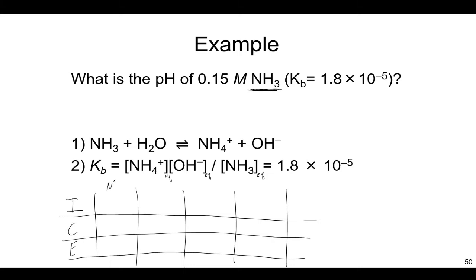Okay, this would be my NH3, my H2O. It's liquid, doesn't factor in. My NH4+, my OH-. So sometimes this is called a RICE chart because I like to write the reaction at the top before the initial, change, and equilibrium. All we're told here is it's a 0.15 molar solution of NH3, which means there's zeros here.